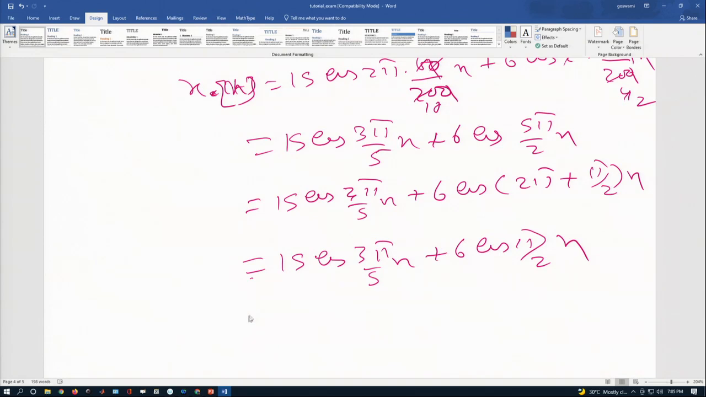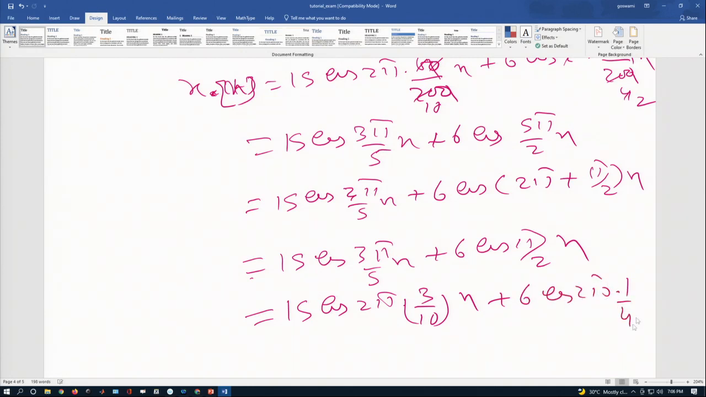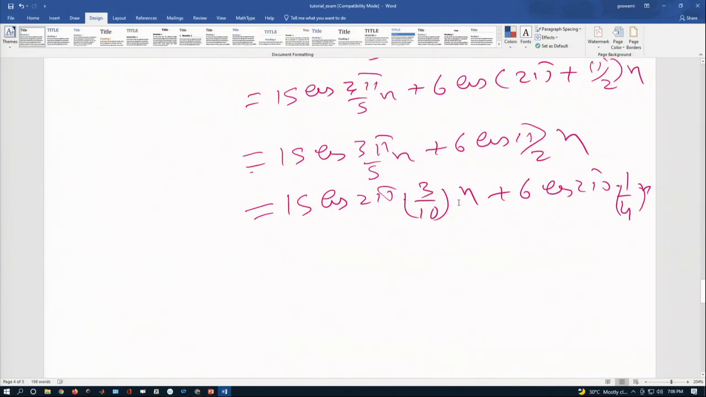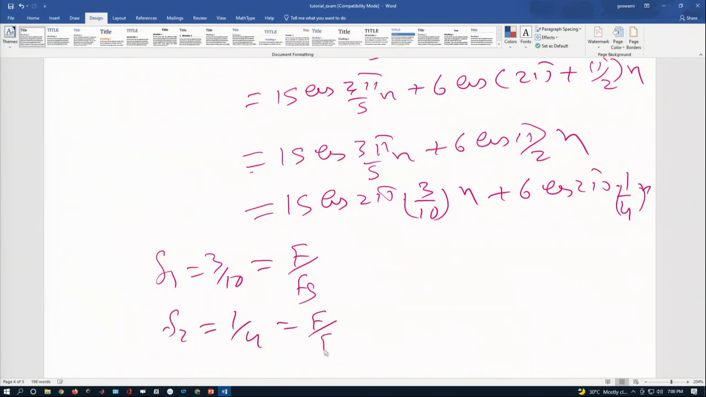Now, what are the discrete frequencies F1? Discrete frequency form is cos 2 pi into 3 by 10 into n plus 6 cos 2 pi into 1 by 4 n. So, I can say the discrete frequency F1 is equal to 3 by 10. F1 is f by Fs, f is the analog frequency, and F2 is equal to 1 by 4, which is f by Fs. Fs is the sampling frequency, f is the analog frequency.